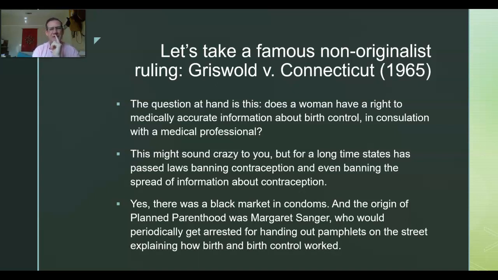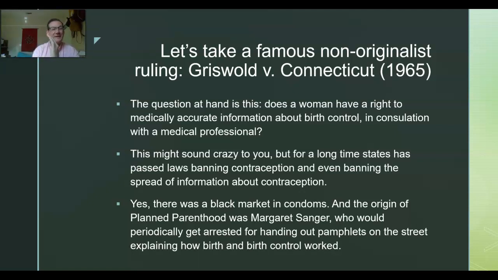But anyways, so it's 1965, and a case comes before the Supreme Court. Do women, or does a woman, have a right to medically accurate information about birth control in consultation with a medical professional, i.e. her doctor? Do you have the right for your doctor to tell you true facts about how birth control works? I'm not even talking access to condoms. I'm just saying, can your doctor tell you that condoms exist and that they can prevent pregnancy?